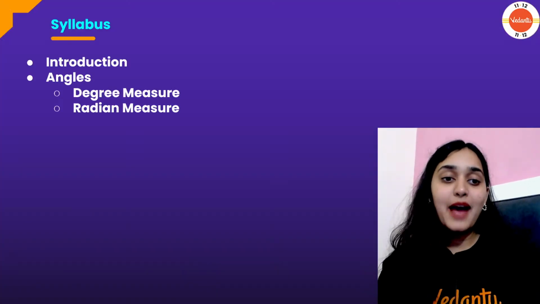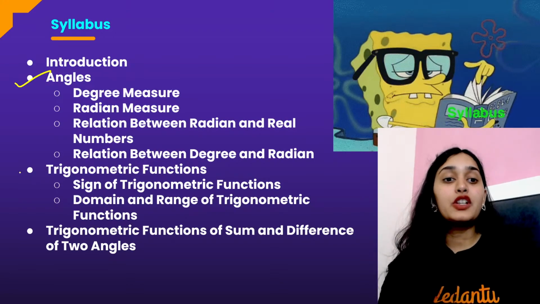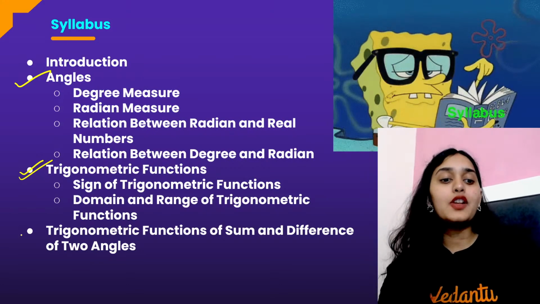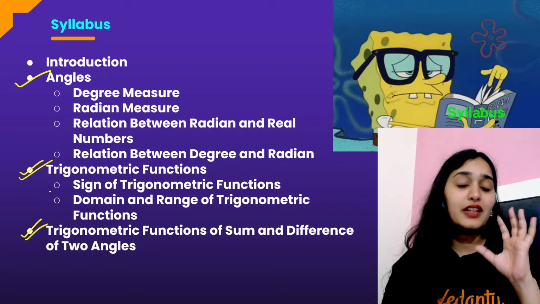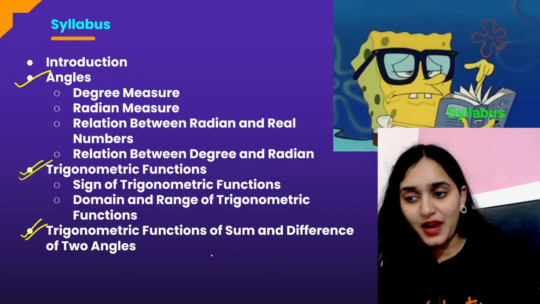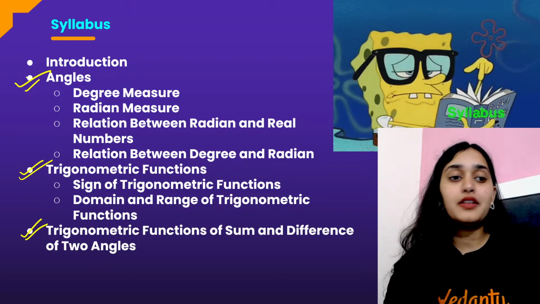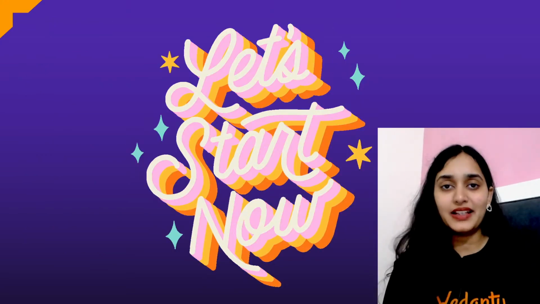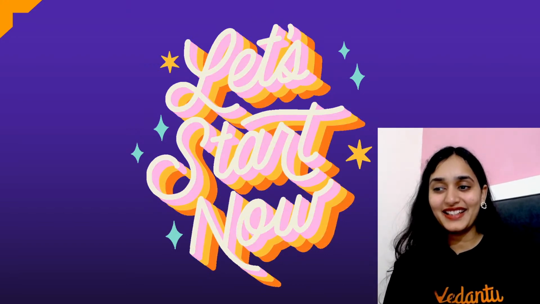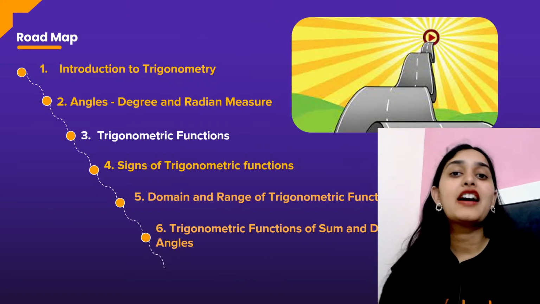So in this chapter we will be learning about angle measurements, the trigonometric functions, their domain and range, and their sign rule. We will also learn about the different laws and identities of trigonometry, specifically for the sum and difference of two angles. Okay, so in yesterday's lecture we already learned about angles. In today's class we will be learning about trigonometric functions. So are you guys ready to start? Okay, let's quickly start and learn about the trigonometric function.